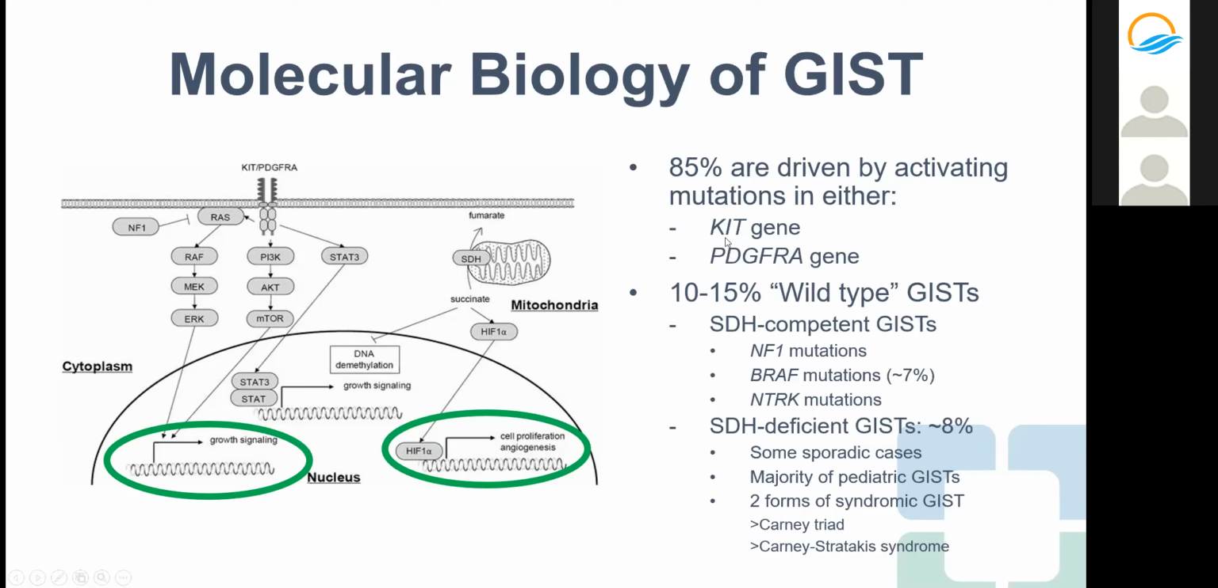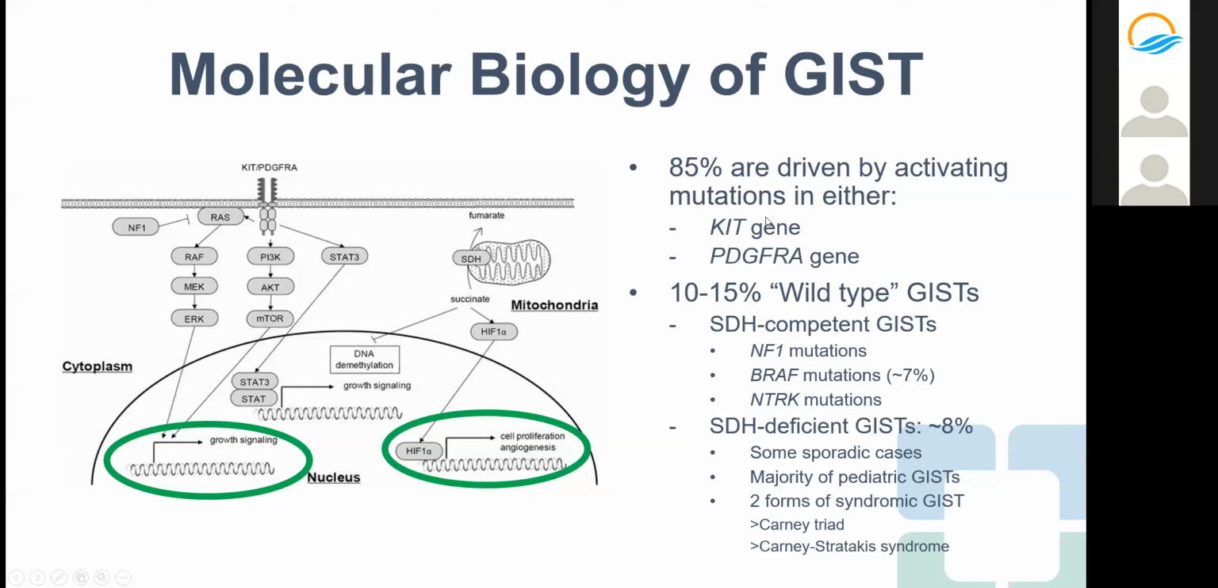Beyond the 85% of tumors that have this constitutive activation of KIT or PDGFRA, there are also wild-type GISTs. This accounts for the other 10 to 15% of GISTs, and these are GISTs that lack KIT or PDGFRA activation or mutation. This is an ongoing field of exploration, so it's an ever-evolving group of tumors. But most recently, these wild-type GISTs have been divided into two subgroups, the SDH-competent GISTs and SDH-deficient GISTs. We will talk first about the SDH-competent GISTs.